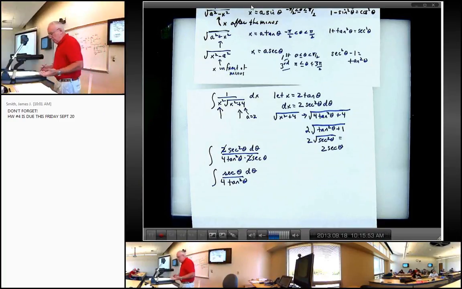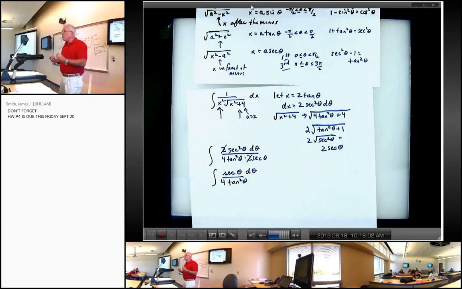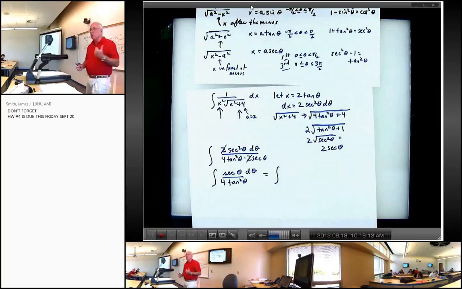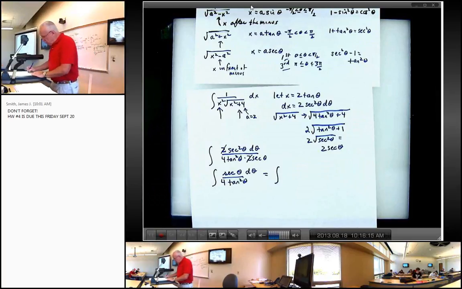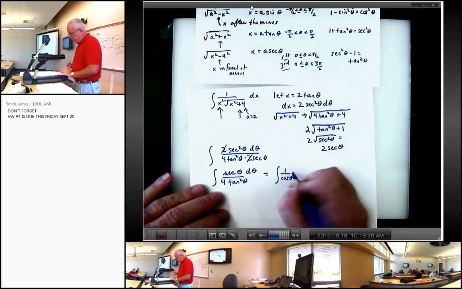Because there isn't any immediate substitution that comes to mind here with this, what you want to do is convert everything to sine and cosine and say a prayer that things will work out. All right? That's what we want to do. So the secant is 1 over the cosine, so I'm going to replace this by 1 over the cosine of theta.